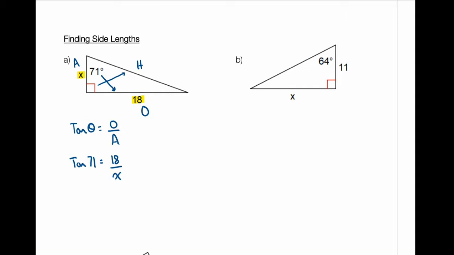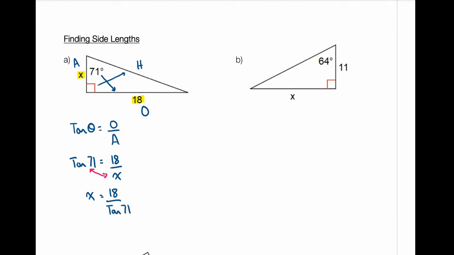What I'm going to do now is solve for x. In order to do that, I'm going to end up switching the x and the tan 71. Tan 71 is a whole on its own. It's a number on its own. If you enter it into your calculator, you will get one number, so you treat it as one entire piece. So I'm going to switch the two and get x equals 18 divided by tan 71.